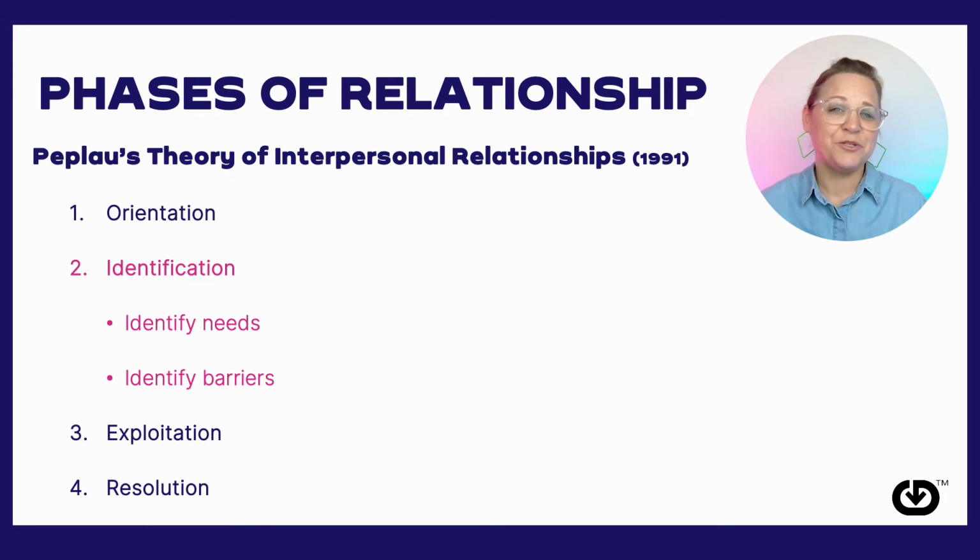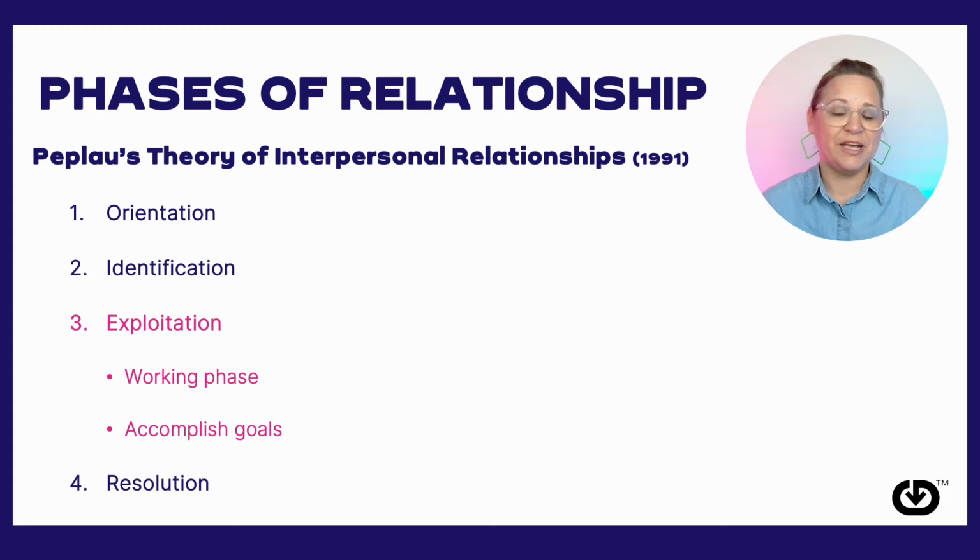In the identification phase, this is when you work with the client to identify what their wellness goals are, identify their needs, and also address any barriers that they have to achieving their goals. In the exploitation phase, which is also known as the working phase, this is when you get to work. You partner with the client to help them achieve the goals that they've set forward.